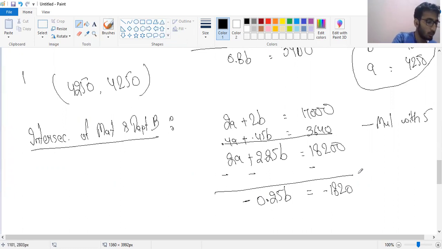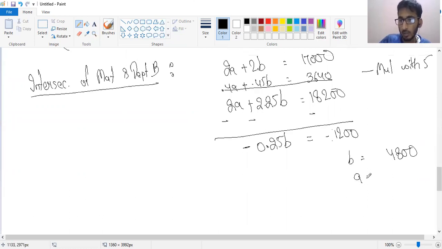Now solve this. So minus 1200. So the value of b would be 4800. And by putting the value of b in any of the equation, you will get the value of a. So 4800 multiplied by 2 minus 17,000, divided by 2, it would be 3700. So by solving these equations, the second point which I'm getting is 3700 and 4800.